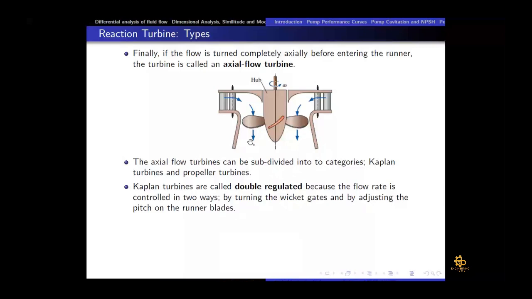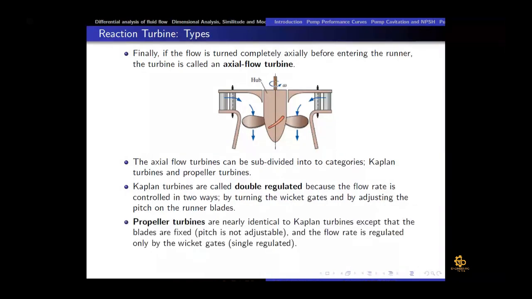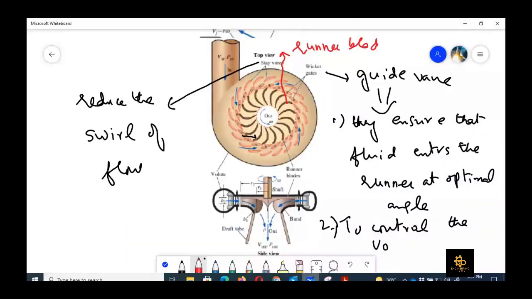Now, how can we adjust the pitch of the runner blade? Maybe I will come to it in a minute. The second classification is propeller turbines. They are identical to Kaplan turbines except that the blades are fixed, which means that blade pitch cannot be adjusted. Pitch means the distance between the two blades from where the flow is going to travel. So how can we adjust it? Let me show you another video for the Kaplan turbine as well, and then maybe it would be more clear to you.